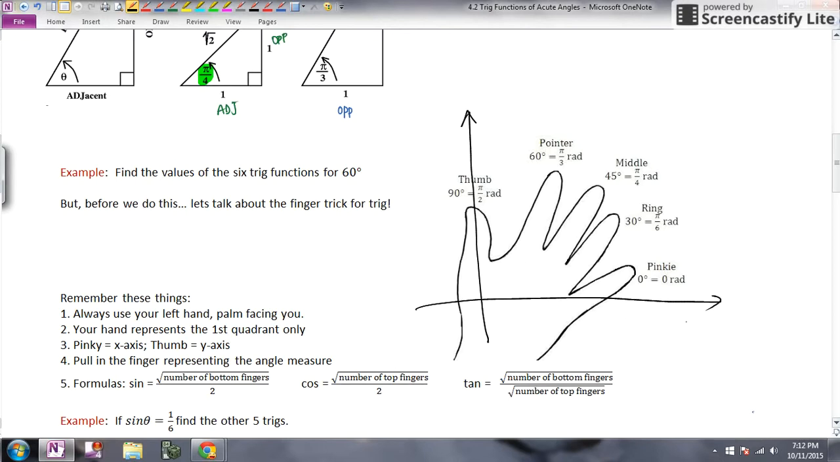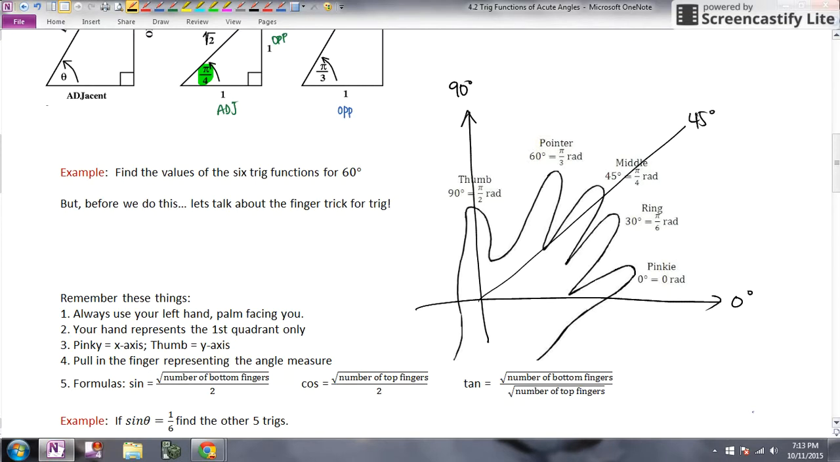Right? And when we talked about measuring angles, we said this is 0 degrees. We said this is 90 degrees. You know, shooting straight out of the middle is 45 degrees. Well, look at your fingers. If you call the pinky 0 degrees, the ring finger 30 degrees, the middle finger 45 degrees, the pointer 60 degrees, and the thumb 90 degrees, you have this amazing trig ratio device right at the end of your arm.